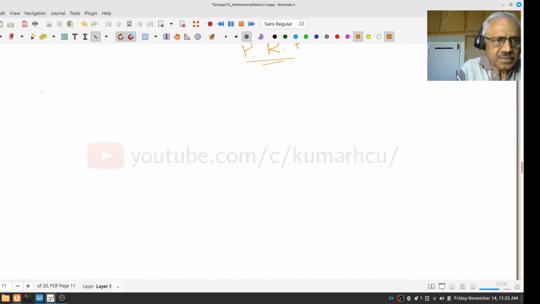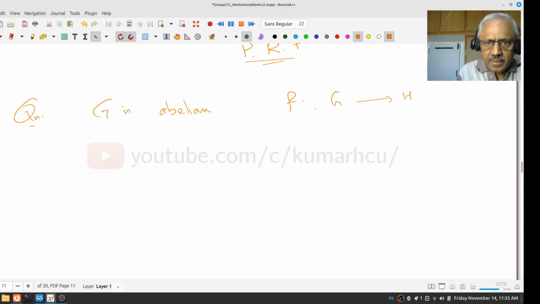Next question. Suppose G is abelian, right? Now I have f from G to H. Okay. Now you cannot ask whether H is abelian, but I can ask whether f of G is abelian.